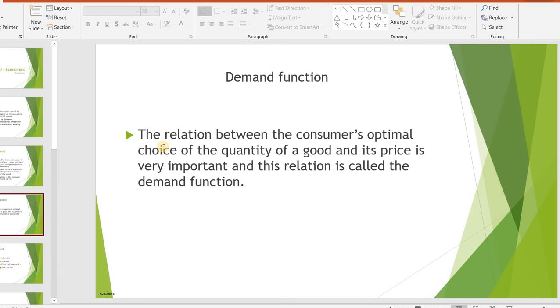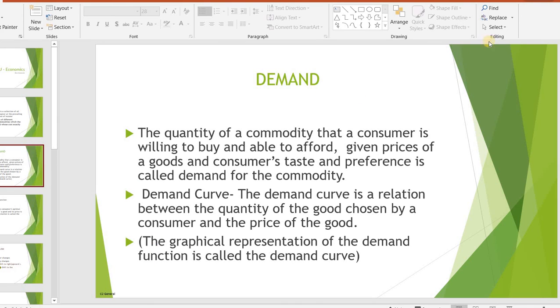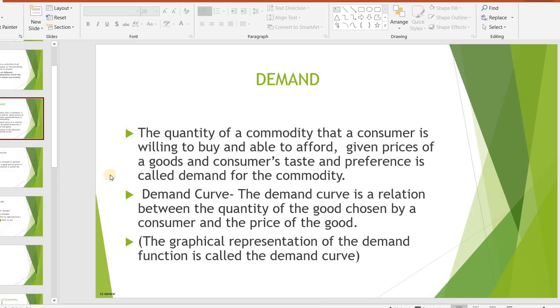Demand function is the functional relation between price and quantity. What is the demand curve? It is the graphical representation of the demand function. The demand curve shows the relationship between price and quantity graphically. This one is the demand curve.